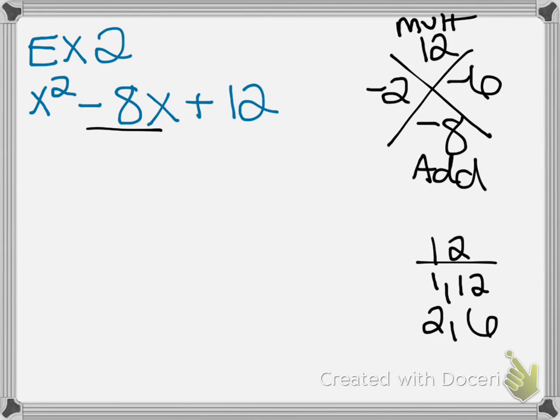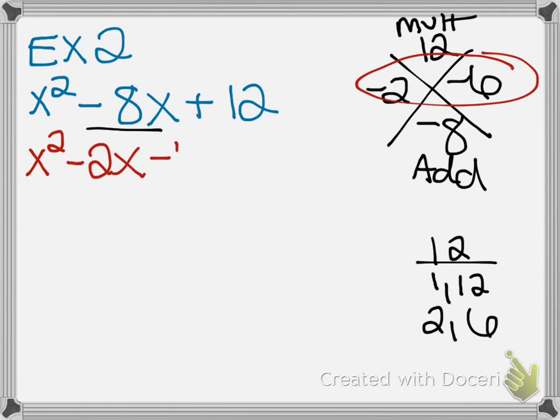Okay, so now I need to take these factors that I found and split up this negative 8x. So I would have x squared minus 2x minus 6x plus 12. I'm taking that negative 8x and splitting it into negative 2x and negative 6x because that's what I figured out works. So now I'm going to draw my box.